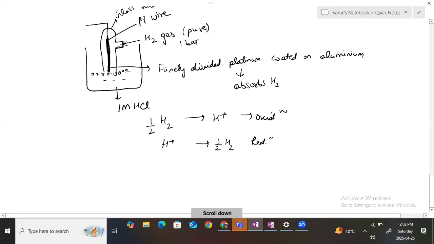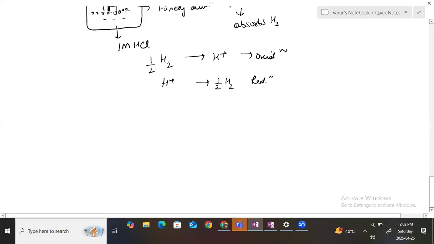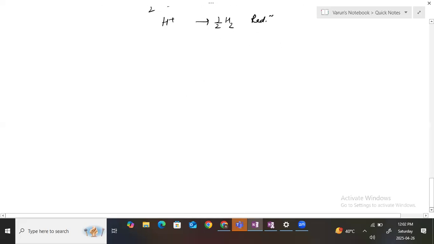Next thing is that we are using SHE to find out the reduction potential of a half cell. This is my main motto. So how do we use it basically? It measures E cell of magnesium. We have to find the potential of magnesium using SHE. Then how to do it?